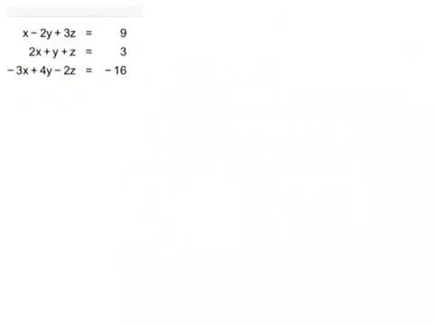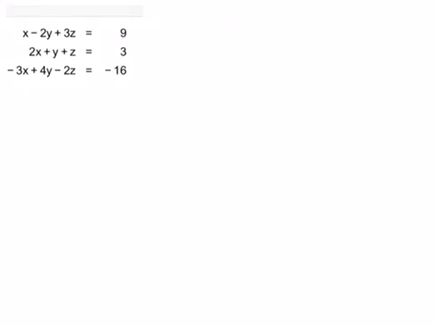There are many ways to solve a system of equations like this one here. We've got x minus 2y plus 3z equals 9, 2x plus y plus z equals 3, negative 3x plus 4y minus 2z equals negative 16, and we're going to use matrices and row operations in order to solve this one.